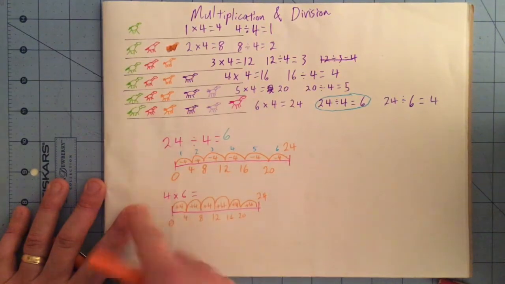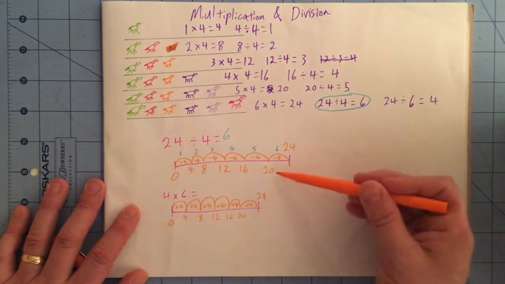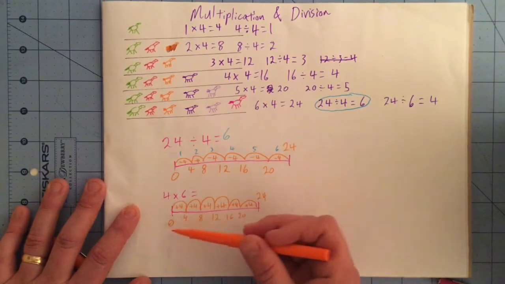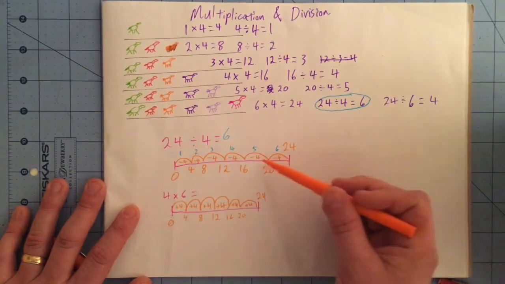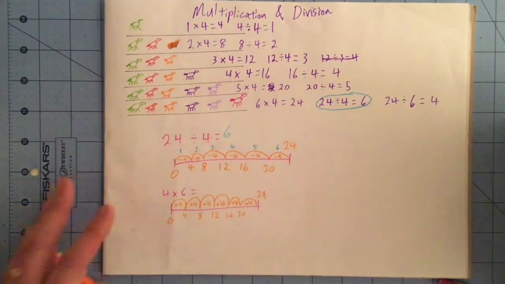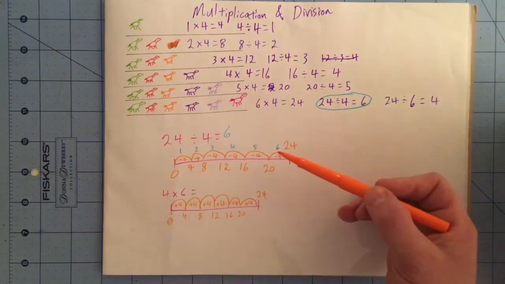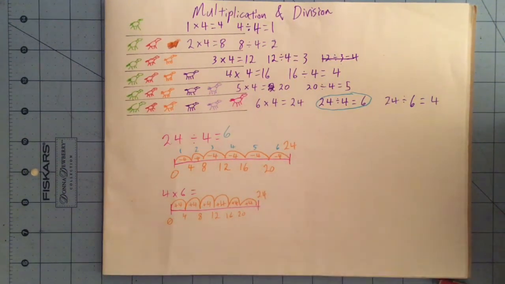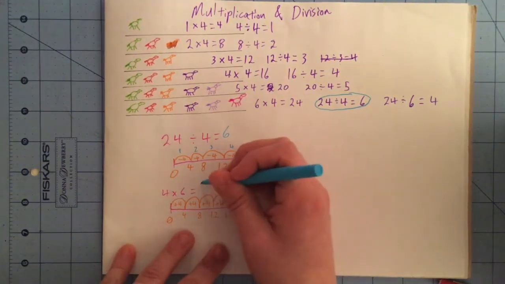If you look at these two number lines, they're the same. 20, 16, 12, 8, 4, 0. Lots of 4s. Six jumps. The only thing that's different, we subtracted, we added. Multiplication and division are two sides of the same coin. What is 4 times 6? Well, it's 24.